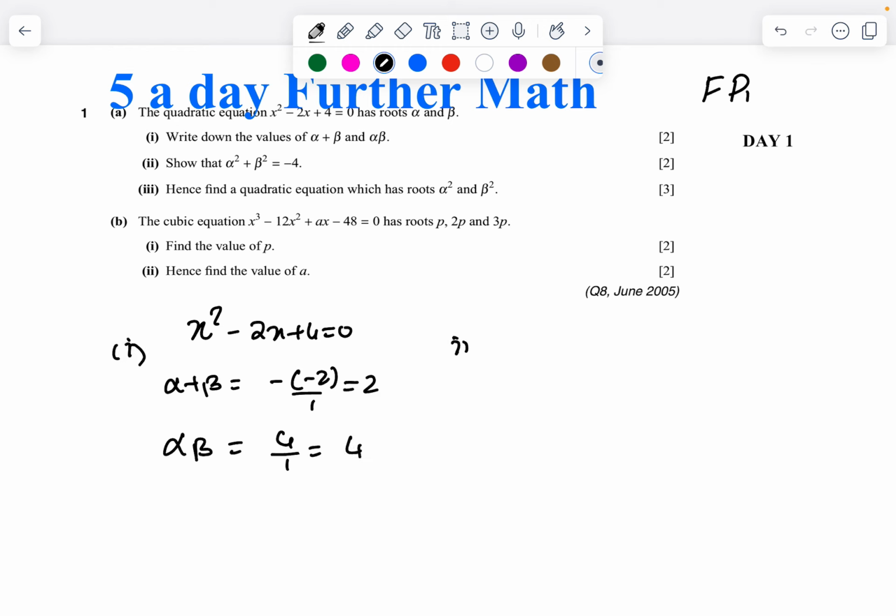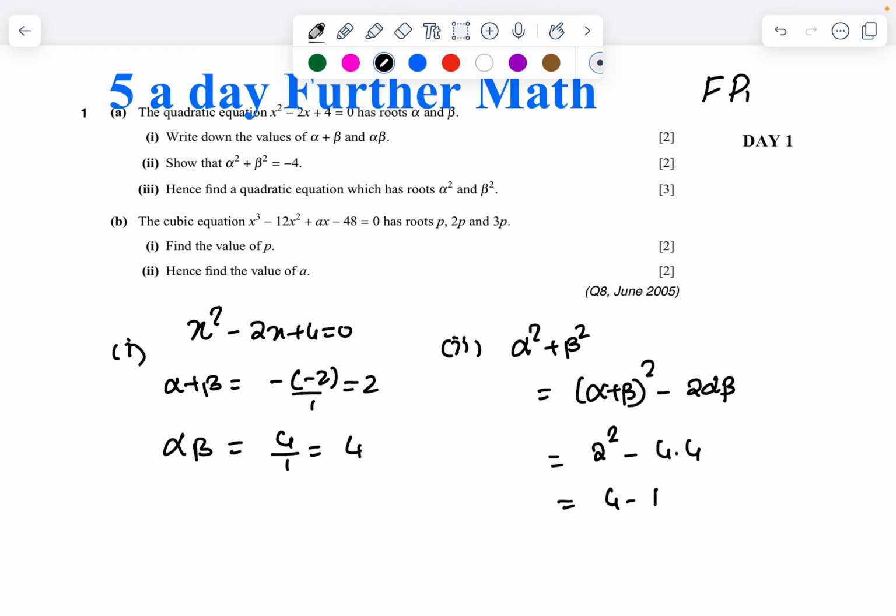And in part 2, what is being asked? Alpha squared plus beta squared. Formula is nothing but what? Alpha plus beta whole square minus 2 alpha beta. So which is going to be 2 square minus 2 times 4, which is 4 minus 8, which is going to be negative 4.